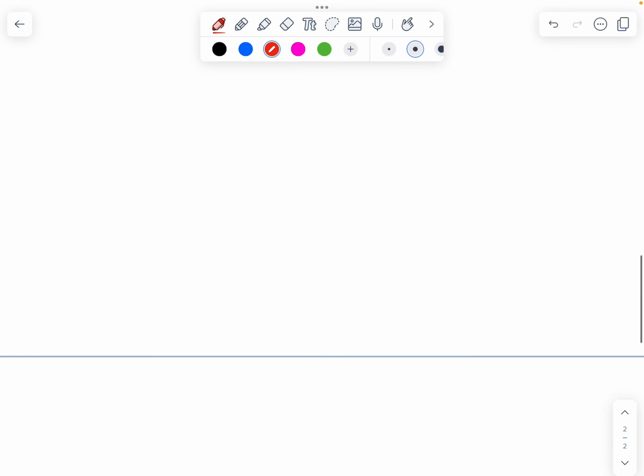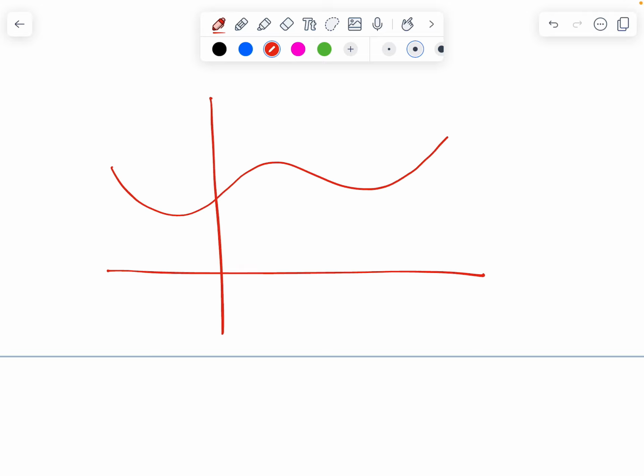Okay, let's say we're looking at a graph, and the graph does something like this. And this is 1, 2, 3, 4. Let's say it says find f of 4. Well, the way you find f of 4 is you go up here. This is the x value.